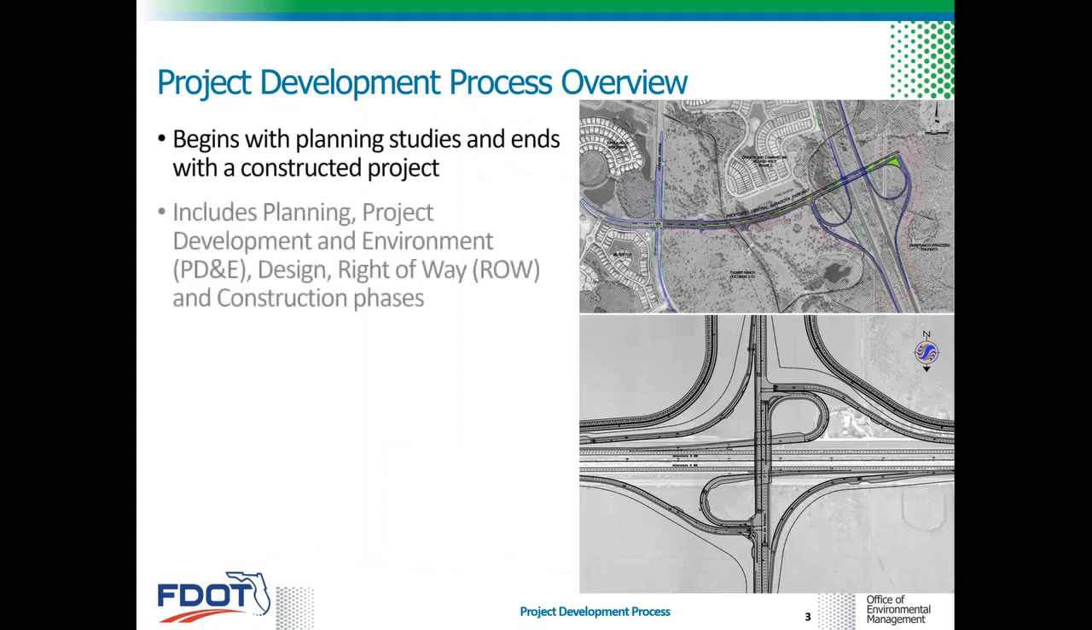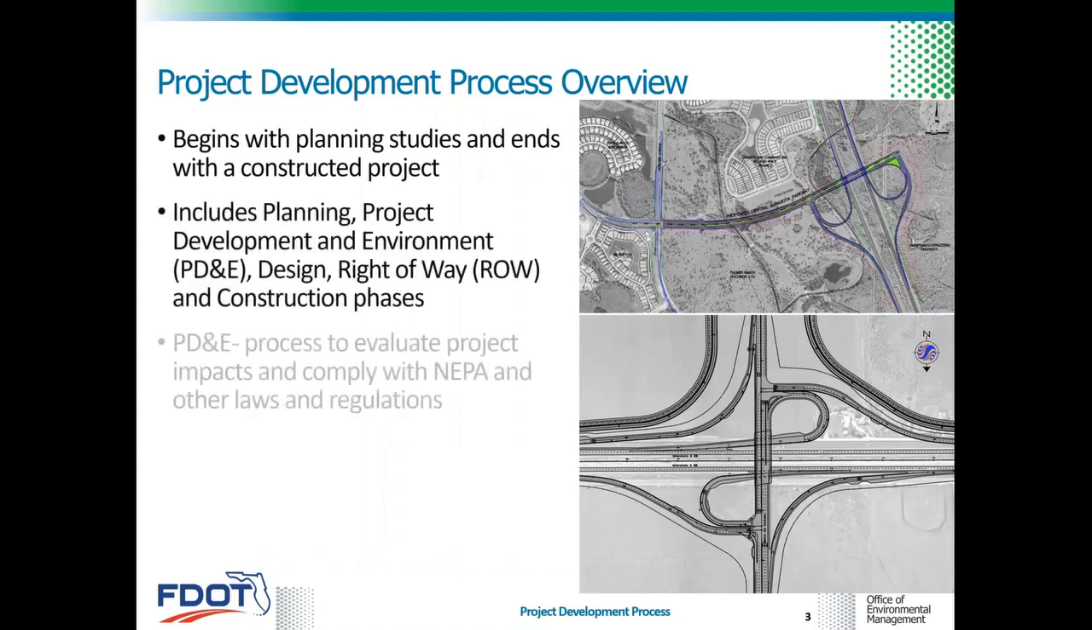So the project development process begins with planning studies and ends with a constructed project. It includes planning, project development and environment, or PD&E study, design, right-of-way, and construction phases. And the PD&E study is a process to evaluate project impacts and comply with NEPA and other laws and regulations.